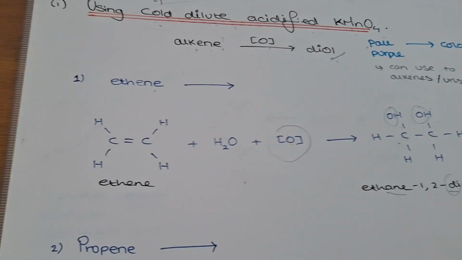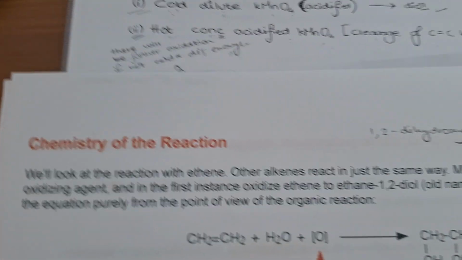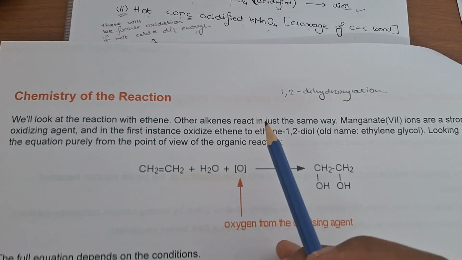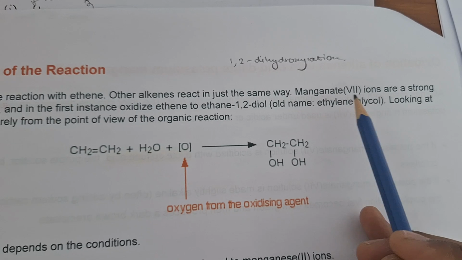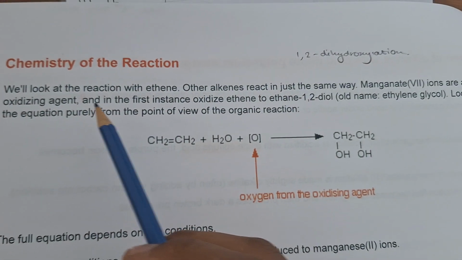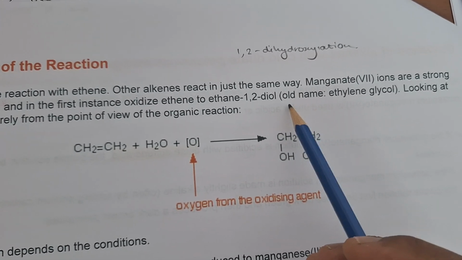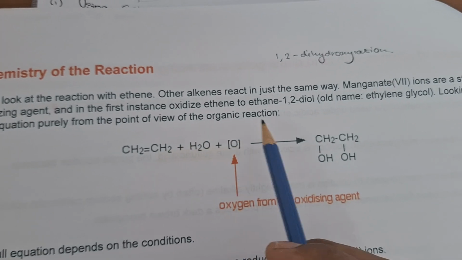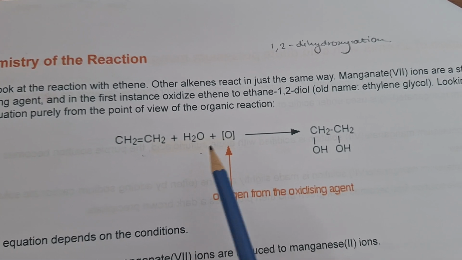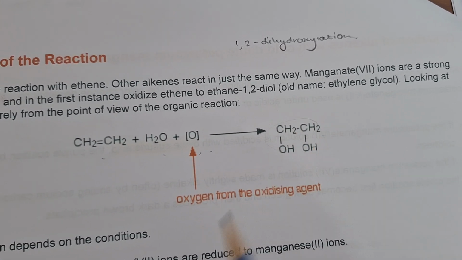By the way, I wanted to mention the chemistry of the reaction. Other alkenes react in just the same way. The manganate(VII) ions are a strong oxidizing agent, and in the first instance oxidize ethene to ethane-1,2-diol, whose old name would be ethylene glycol. Looking at the equation purely from a point of view of the organic reaction, it's a bit like this: ethene plus water plus the oxidizing agent gives you the diol.